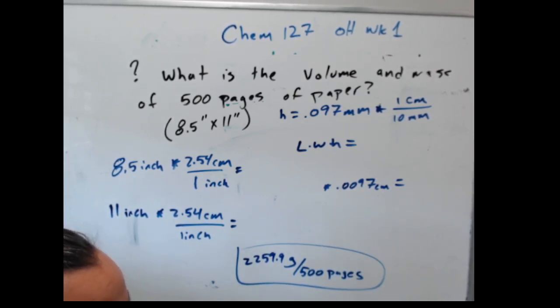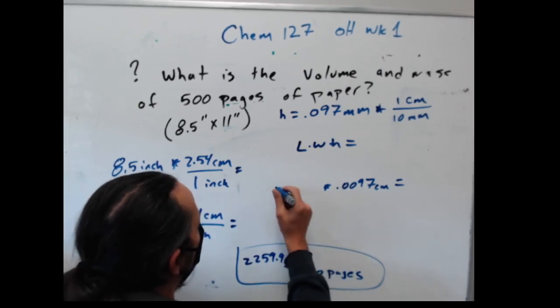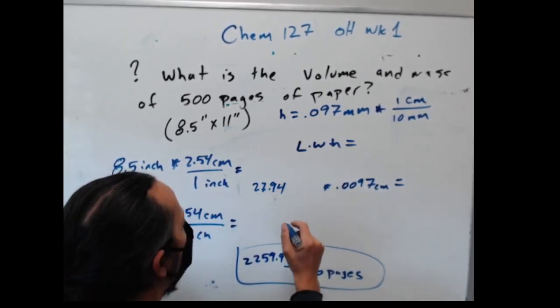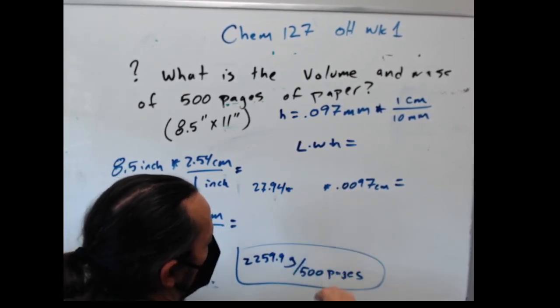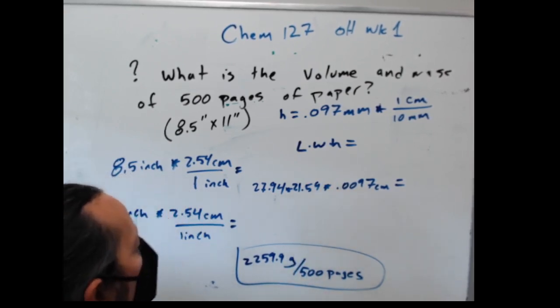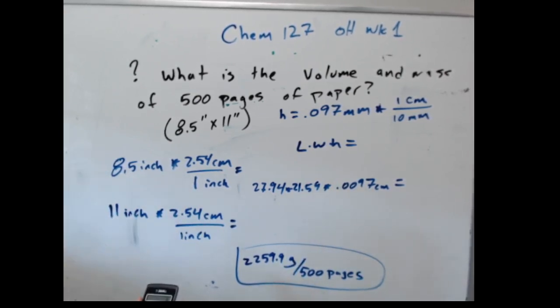For the 11 inches, I got 27.94. For the 8, it's 21.59. Yeah, that sounds great. 279, 216, yep. Okay, so now we go ahead and multiply this all across.